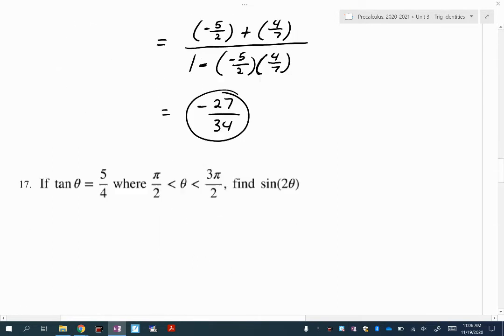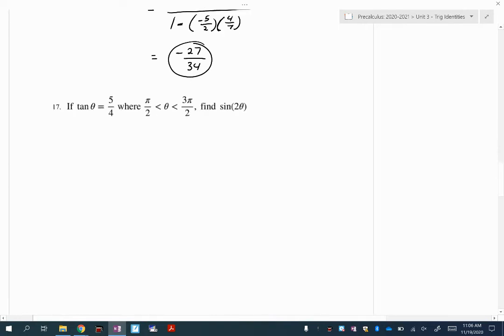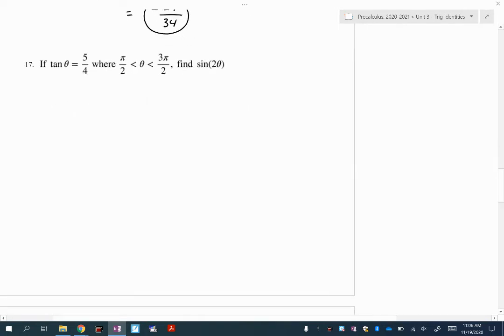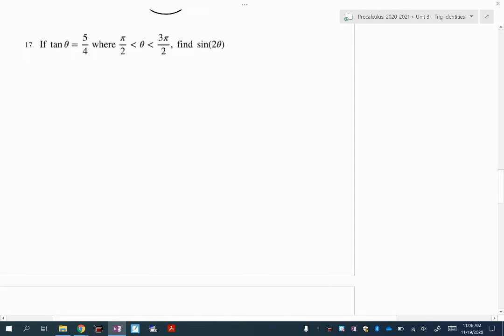Okay, now let's go to 17. 17 is going to require a little bit more work because number 17 says use this information to find the sine of 2 times theta. So if you go to your identities, the sine of 2 theta is 2 times the sine of theta cosine theta. So I actually need the sine of theta and the cosine theta, and they don't give us that. They give me the tangent of theta, great, but I need to find sine and cosine.